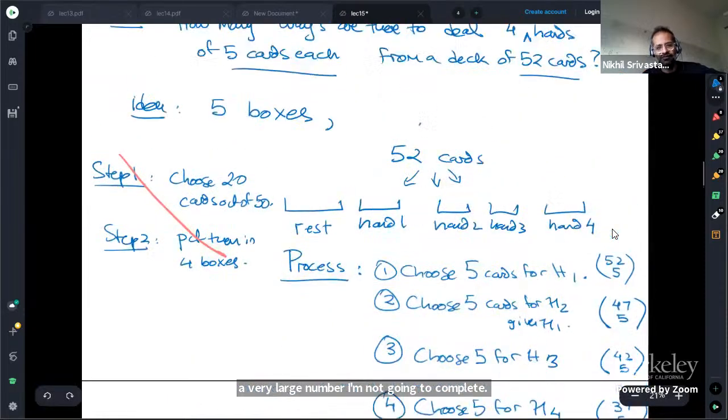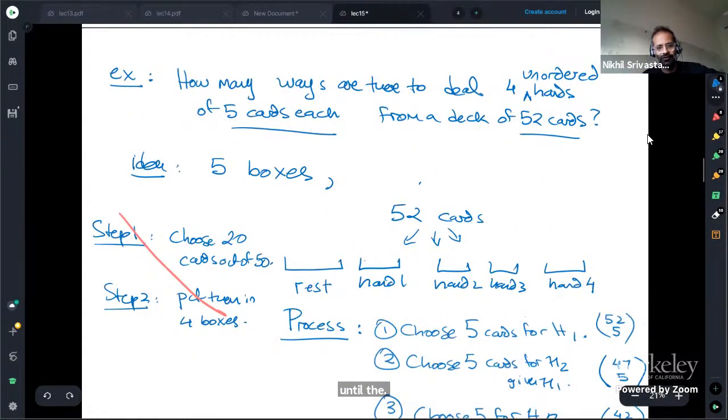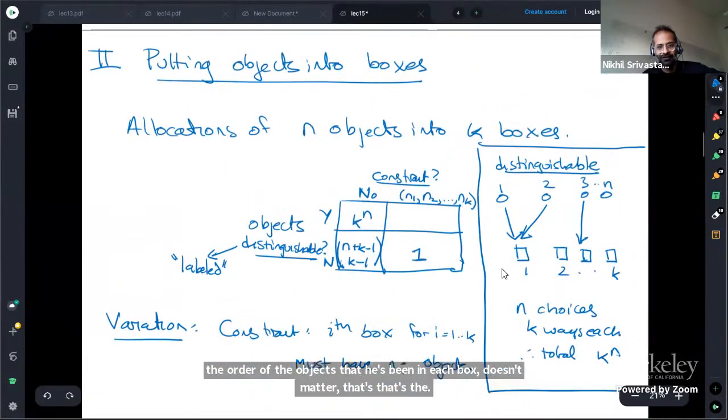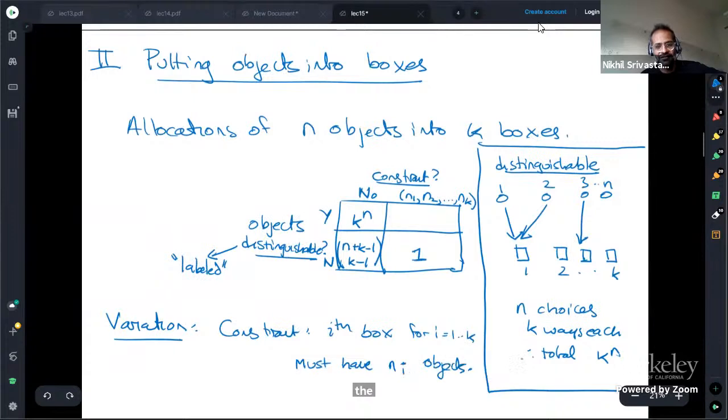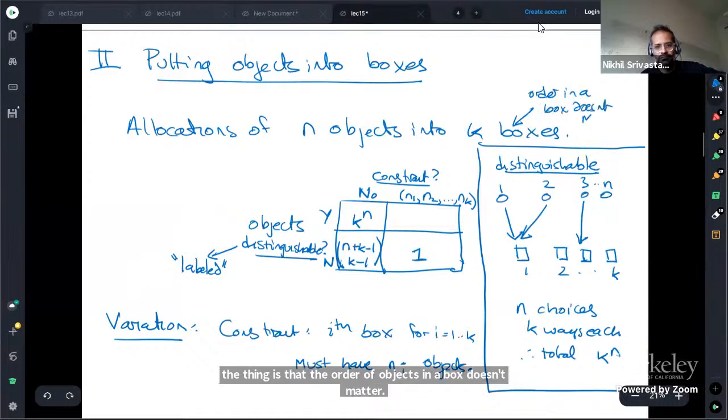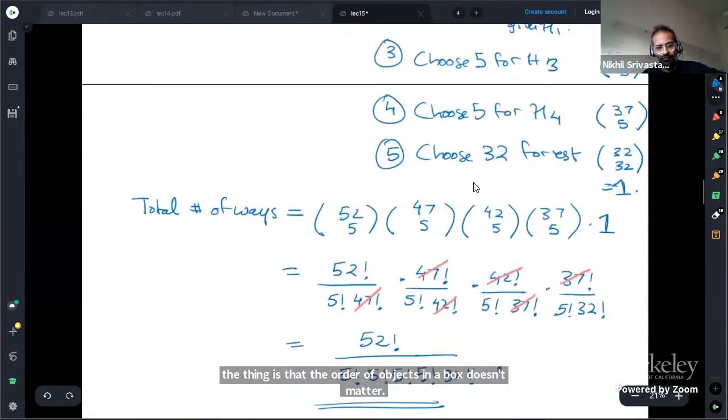And so the point of this example is, this is an example of putting 52 distinguishable objects into 5 distinguishable bins. But the order of the objects in each bin, in each box, doesn't matter. That's the key. So maybe I should say the key in this thing is that the order of objects in a box doesn't matter. And so the general answer to this, the exact same proof will give.